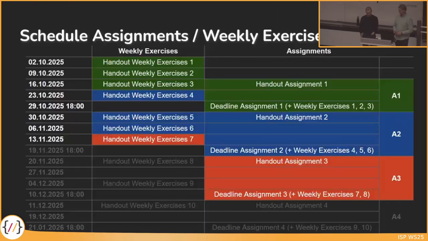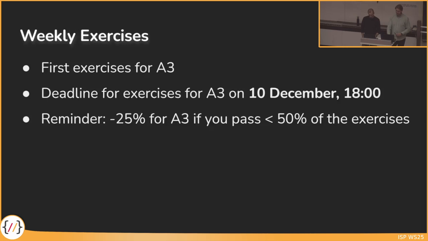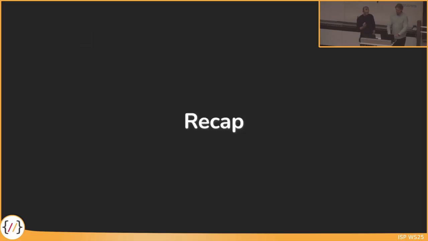Before that, as always, some organizational matters. We are in week 7, so today is also the handout of the weekly exercises number 7, and they already belong to assignment 3. The deadline for that is the 10th of December. So it's a month. And as always, just as a reminder, you get a 25% point deduction if you do not pass more than 50% of all of the assignment 3 related weekly exercises. Okay, I think that was it already.